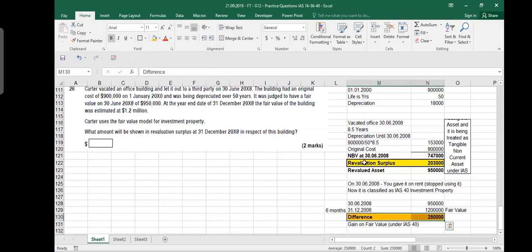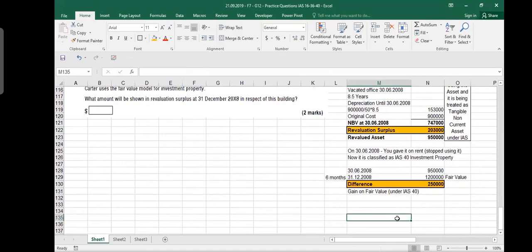Now, what do we do? Which amount do we take where? The rule is, I'm writing down, and I explained it in the video lectures as well. Gain under IAS 16 goes to revaluation surplus. Gain under IAS 40 goes to profit and loss.